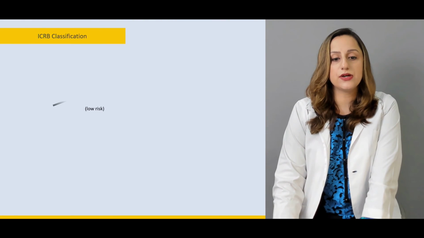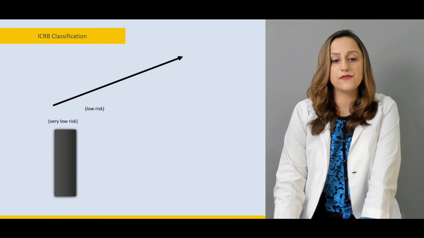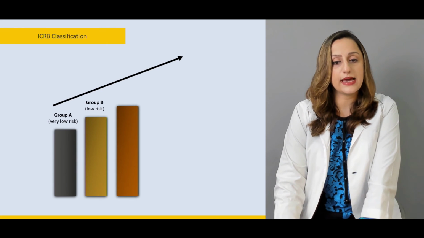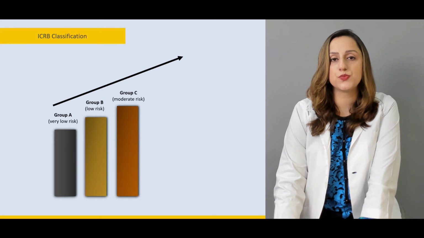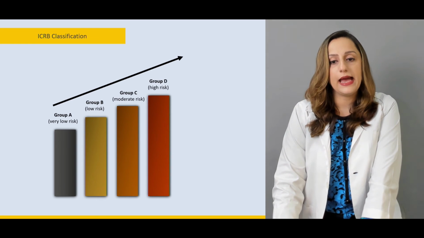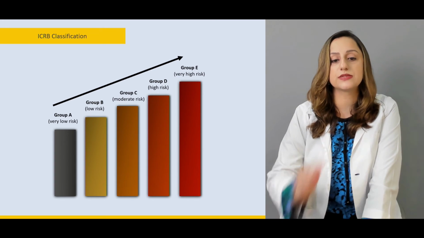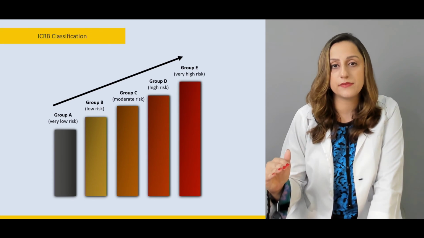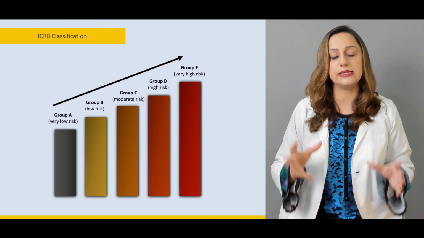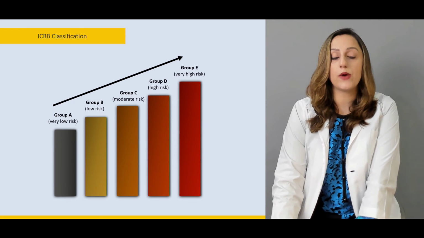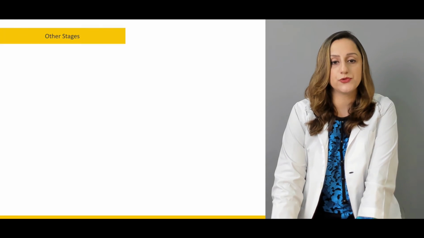Then we have the ICRB classification, in which group A is very low risk, group B is low risk, group C is moderate risk, group D is at a higher risk, and finally group E is at a very high risk. It's an ascending manner that is followed in the ICRB classification, in which the risk factors increase as we go down the groups.